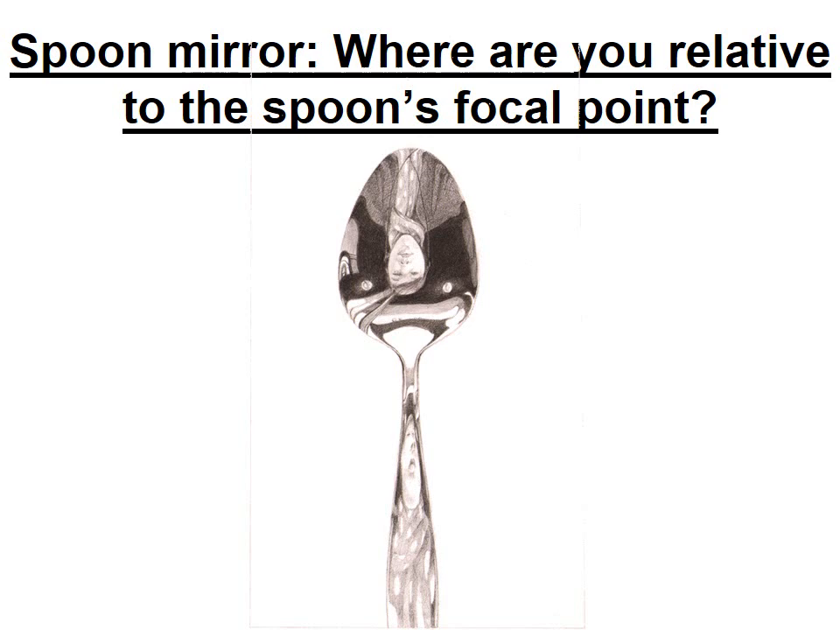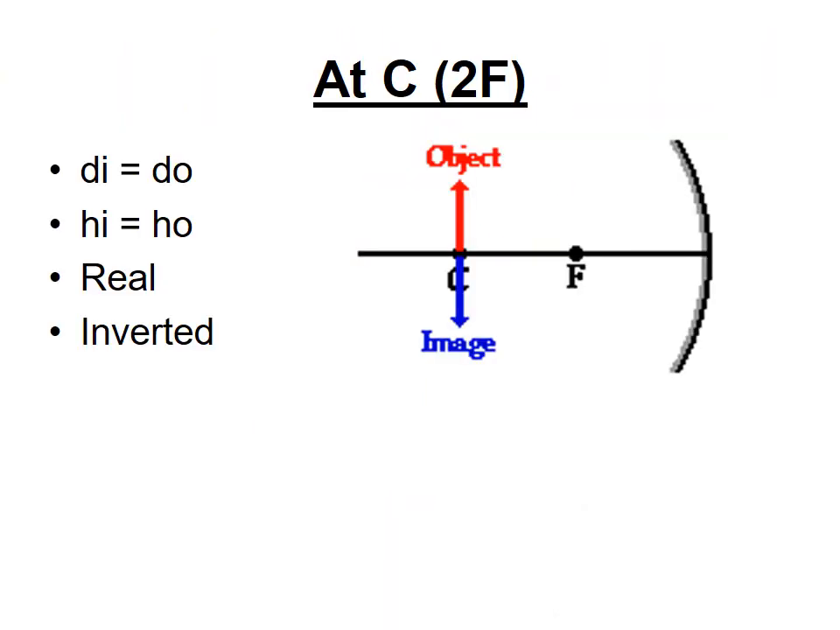So here we have a spoon, and you are looking into the concave part of the spoon. Now, if your image is inverted and smaller than you are, where would you be relative to that spoon's focal point? Once you do enough ray diagrams, you'll be able to answer this question. In the next few slides, I have answers to the various cases that I told you to attempt.